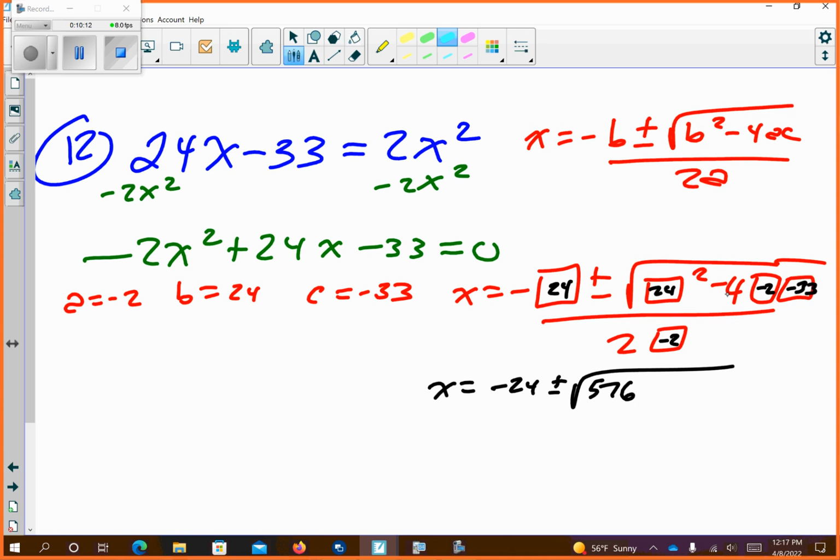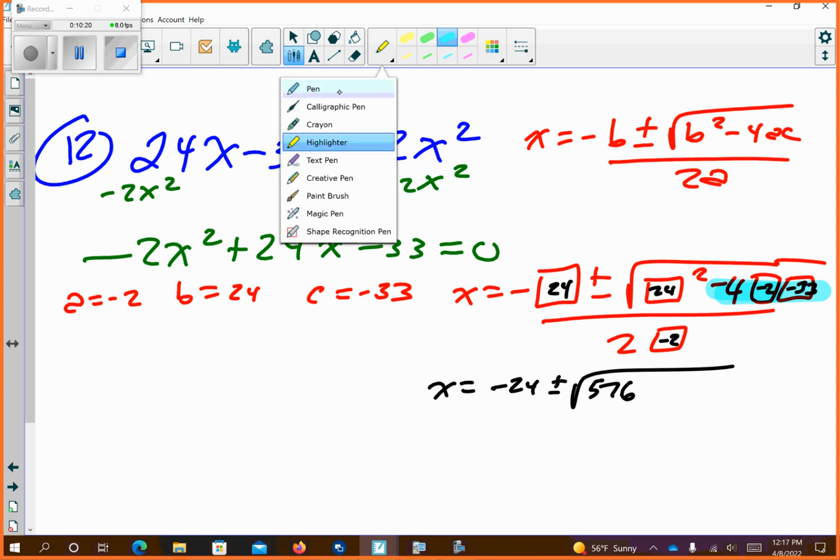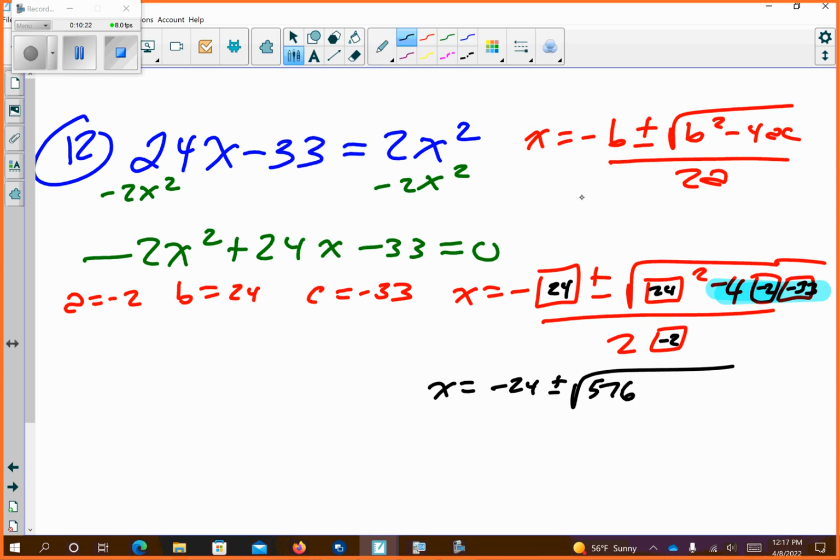And let's do this. Negative 4 times negative 2 is positive 8. Positive 8 times negative 33. 33 times 8. 24, carry the 2. 264. 264 is minus 264, all over negative 4.